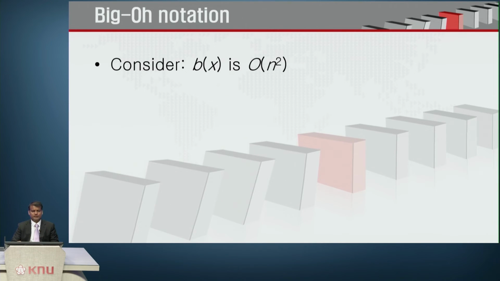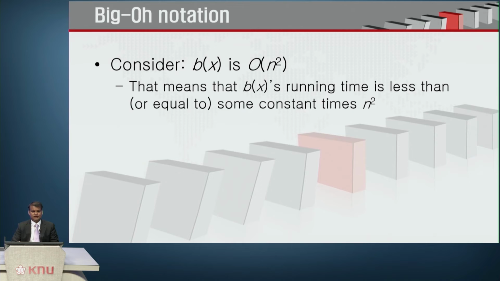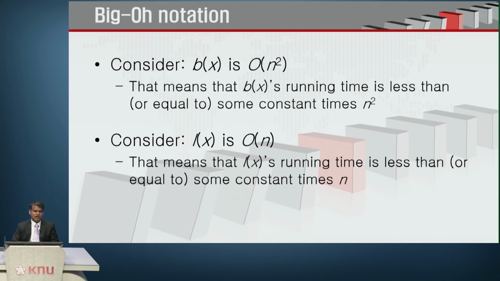Big O notation, let's see: B of x is big O n square. Yes, B of x runtime is less than or equal to some constant times n square. L of x is big O n, which means L of x runtime is less than or equal to some constant times n. Right. So the worst case for B of x is big O n square, whereas for L of x, which is big O n, the worst case is constant times n.